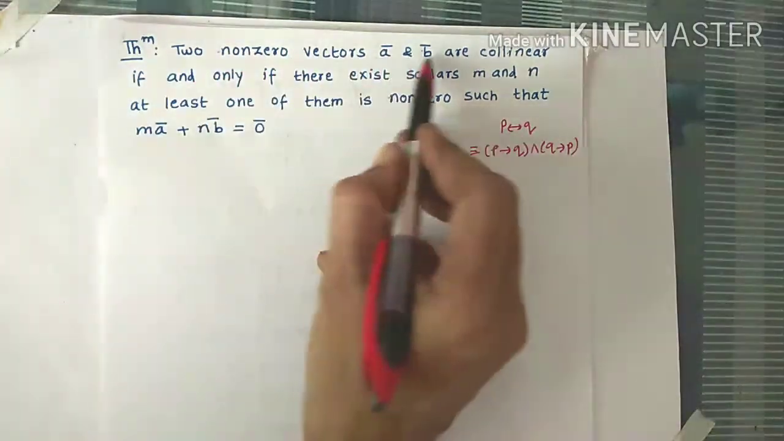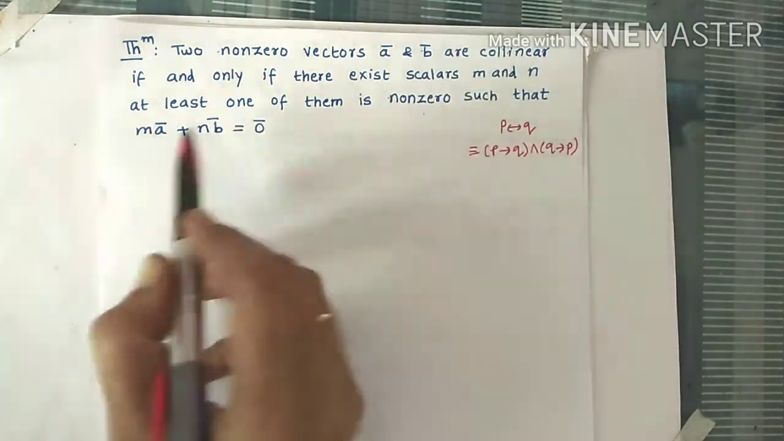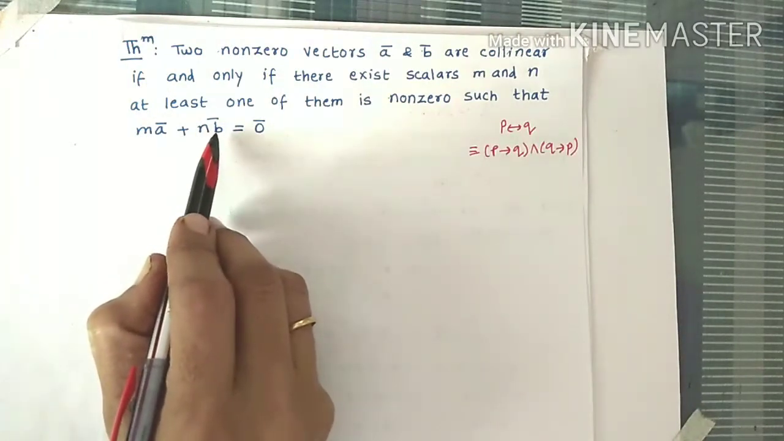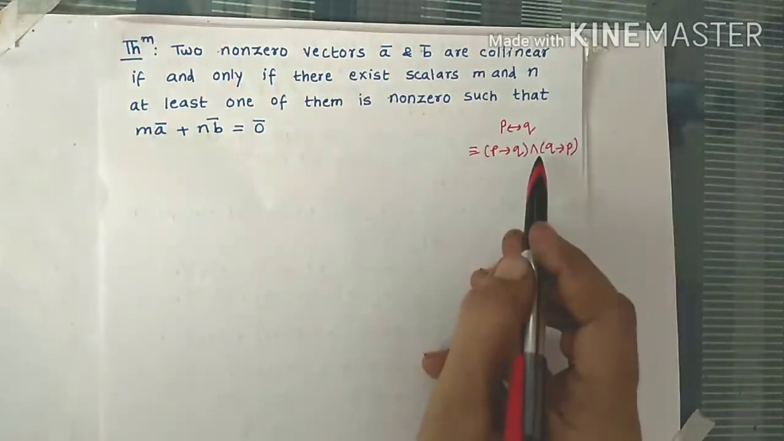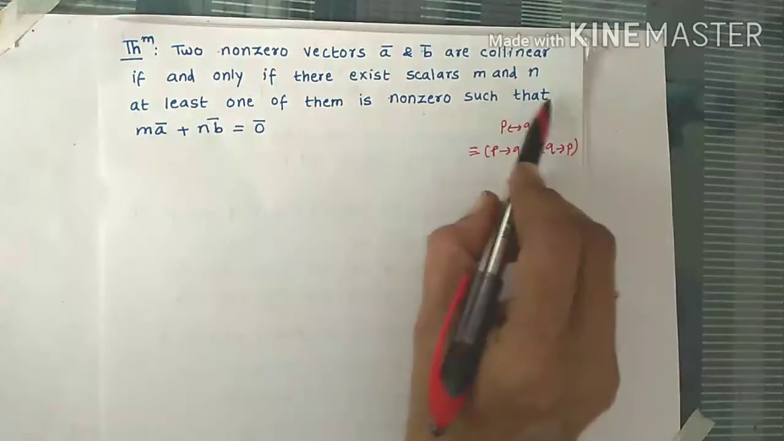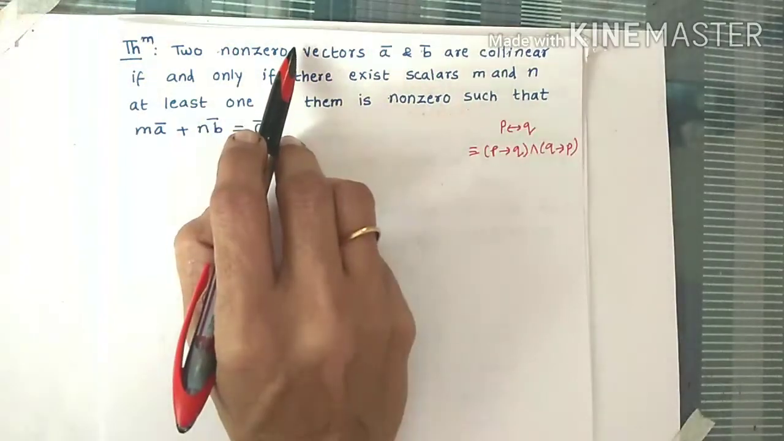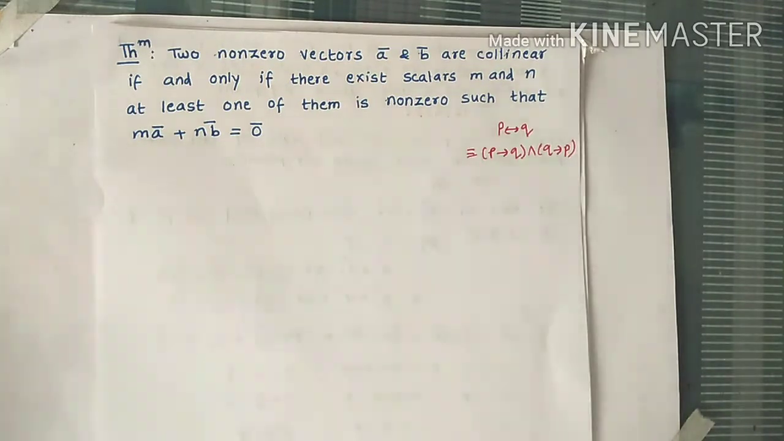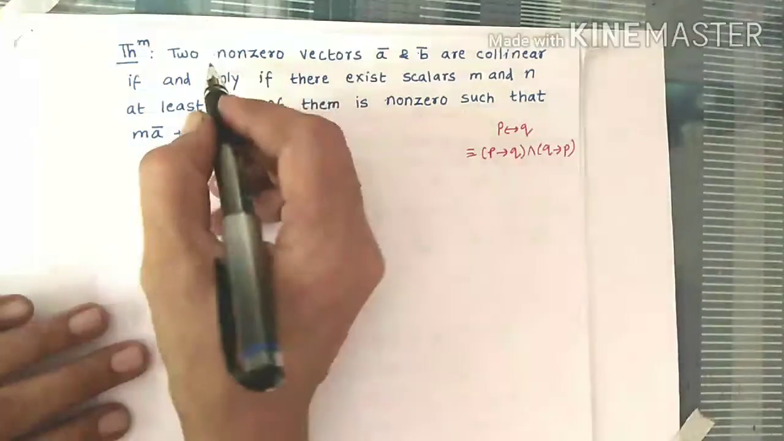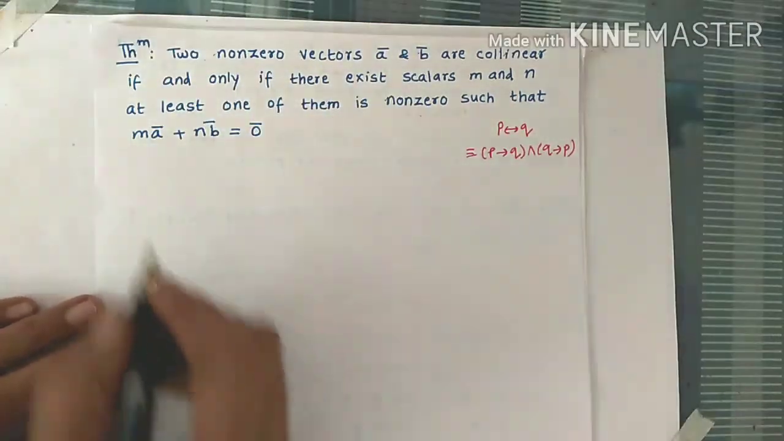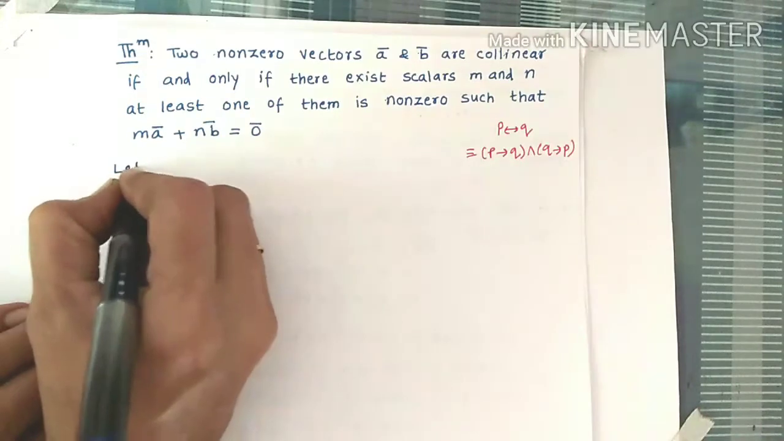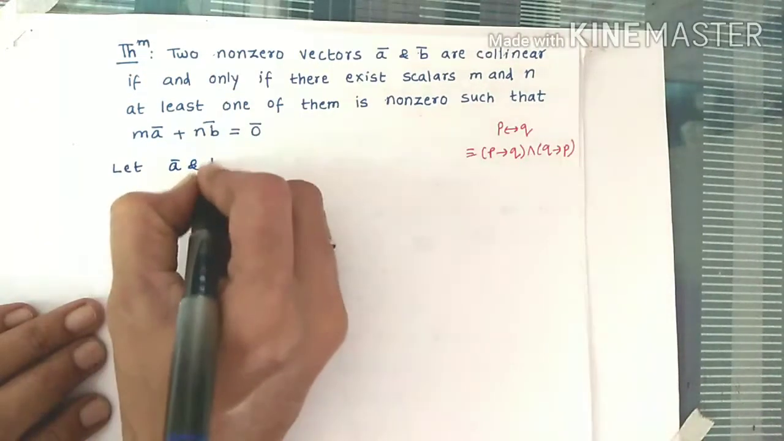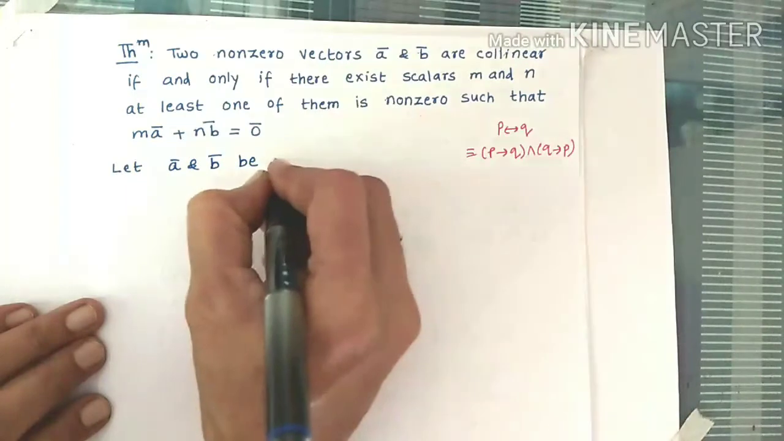So P implies Q means what? If two non-zero vectors a bar and b bar are collinear, then we should have this condition that we have to prove. And Q implies P means what? If this condition is satisfied, then a bar and b bar are collinear. So it is a two-way implication. So first let's prove the first part, that is the only if part. Only if part means two non-zero vectors are collinear. Let a bar and b bar be collinear vectors.